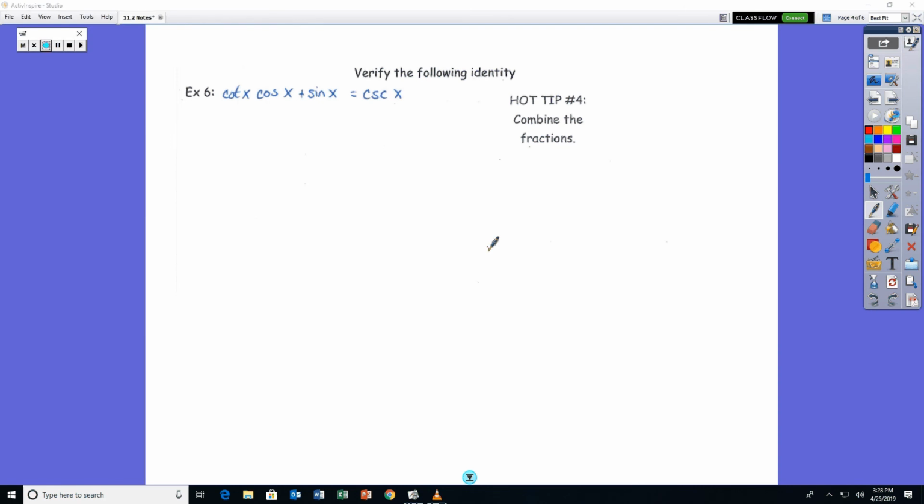Alright, so here is the second part of 11.2 with the last three examples that we haven't done yet. For this one right here, just like in the previous, I'm going to leave the right hand side alone and we'll mess around with the left. So cotangent, we can change to cosine x over sine of x times cosine of x over 1 plus sine of x over 1. Now, as the tip says right here, we can combine fractions.